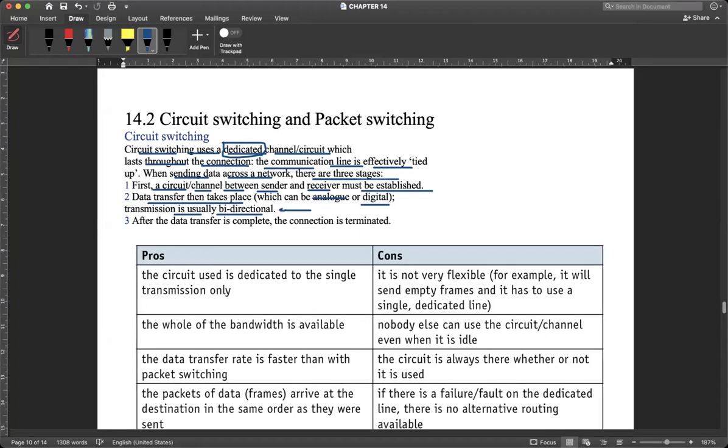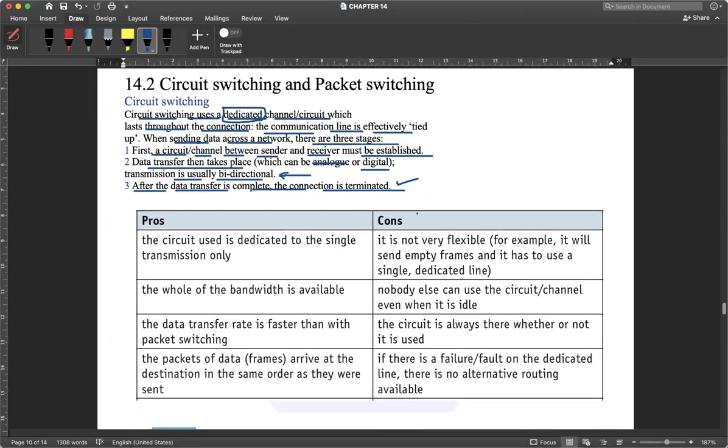Bi-directional. What is the meaning of bi-directional, Mustafa? It travels both ways, from one end to the other, and from the other end back. Very good, perfect. Number 3, when all the data transfer is complete, the connection is terminated. So once you are done with your transmission and the data is transferred, your channel will be terminated. This is how circuit switching works.